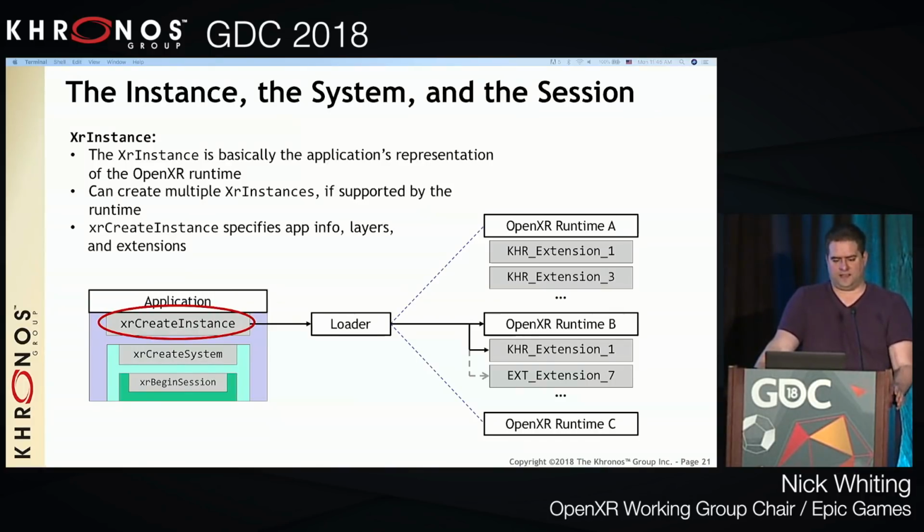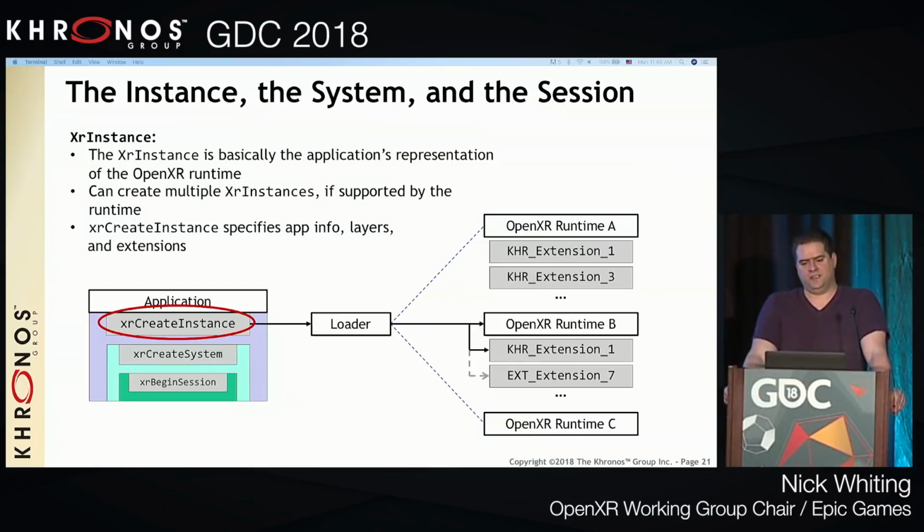The next thing in the hierarchy is the XR instance, and this is really the application saying, I'm an OpenXR application, I need a handle to a runtime, and that's the XR instance. So we use this function xrCreateInstance to ask the loader for a hook to a runtime. And at that same time, we can also pick if we want to enable any debug layers or any extensions. It's very similar to the Vulkan initialization path.